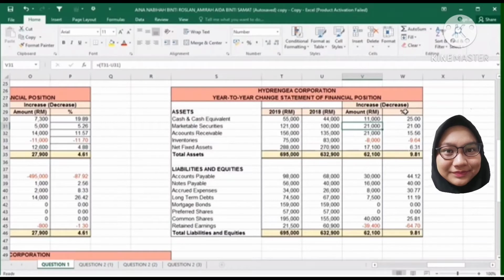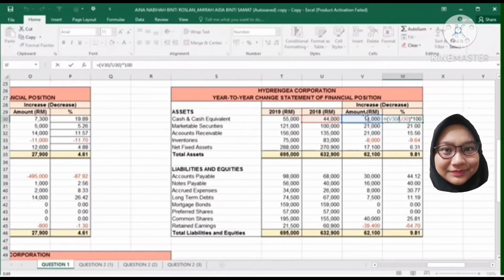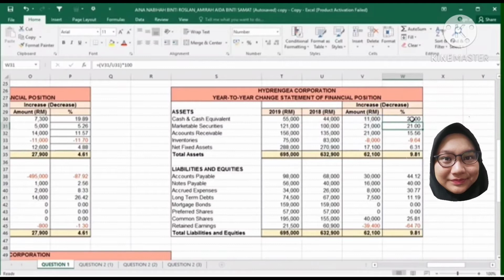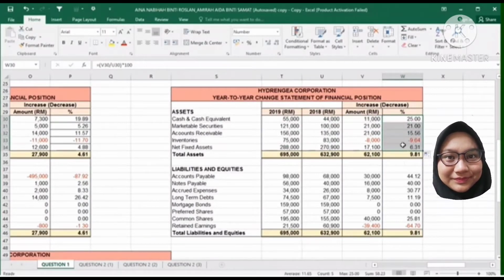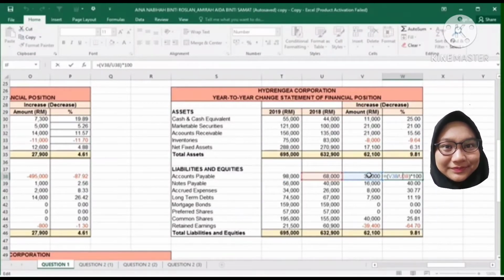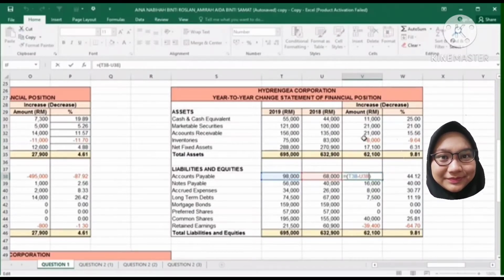So the percent in changes, how we calculate, equal the amount changes over the amount in 2018 as the base year, multiply with 100 to get the percent. Enter, we get the answer, and drag down to get all the answers. For the liabilities and equity, the amount changes and the percent, we get the answer by using the same method as the total asset that we calculated above.